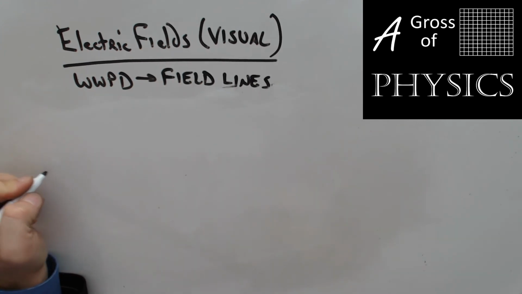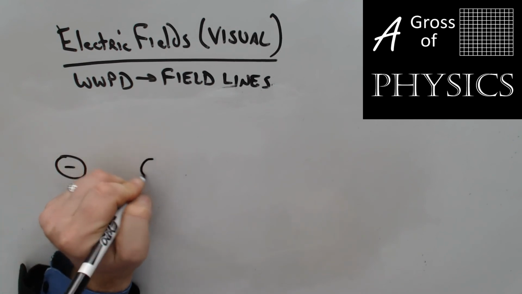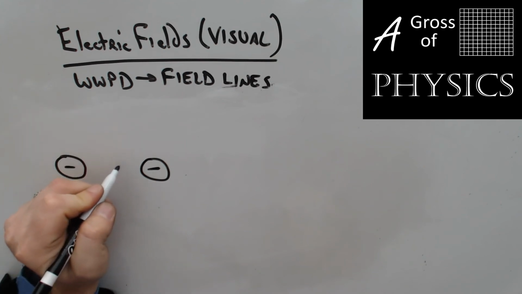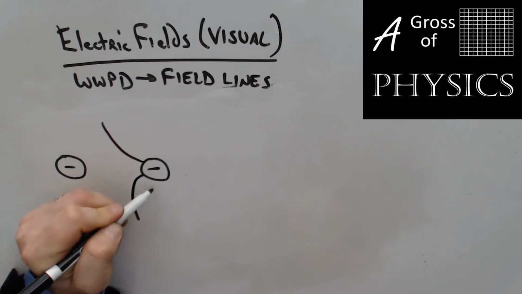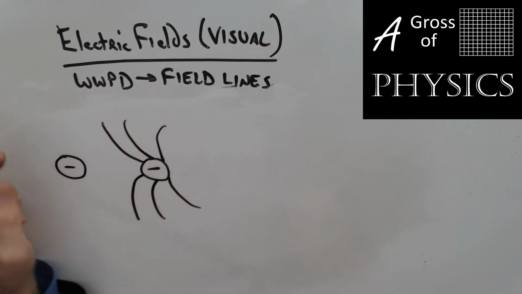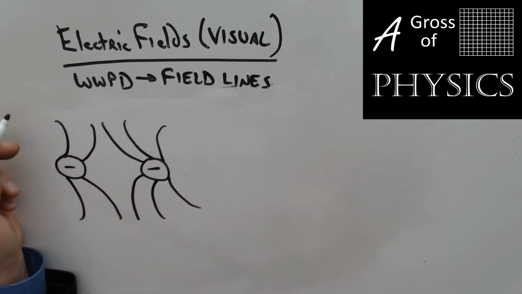Now, we could also have two similar sources. So I'm going to draw two negatives. And what they're going to do is if I place a proton anywhere near it, they're going to fight over it. So it almost looks like a spider. I think of this as a spider type shape. It looks something like that.